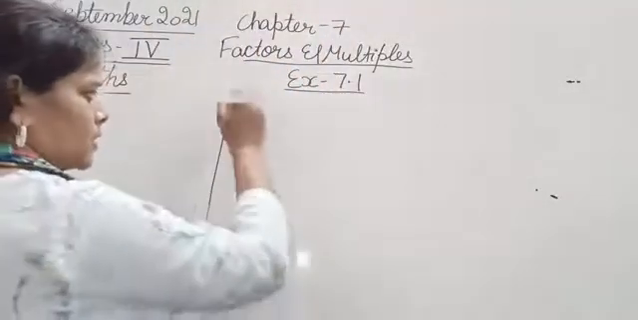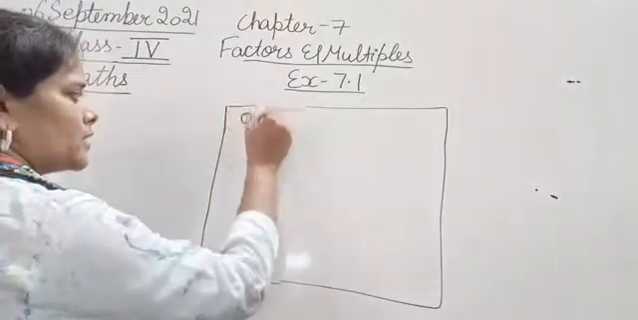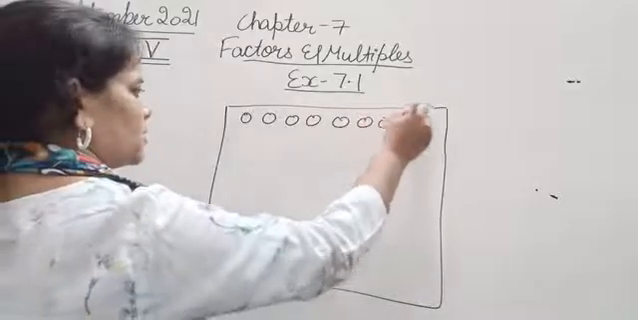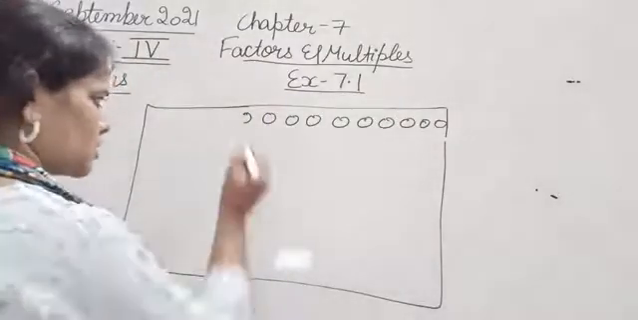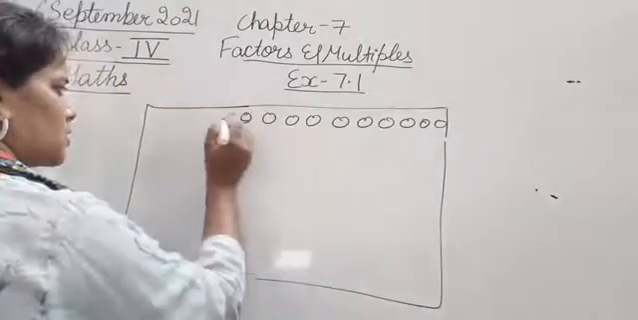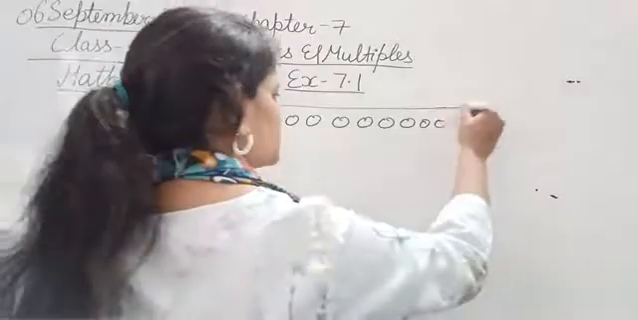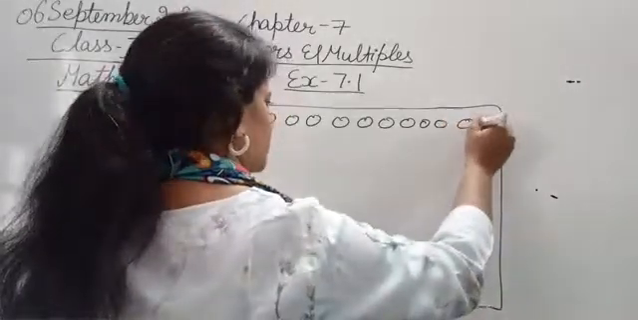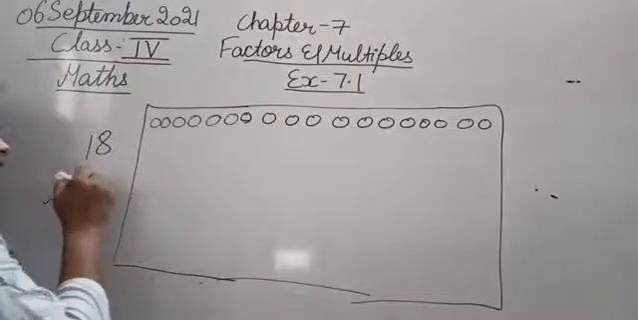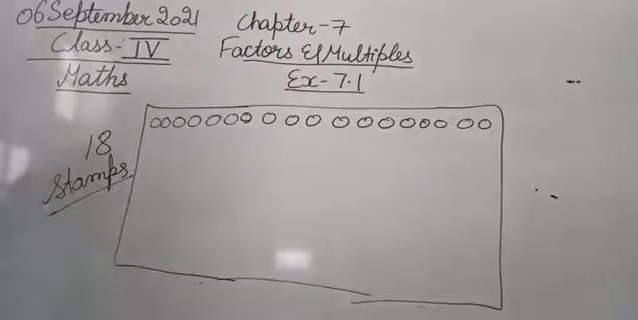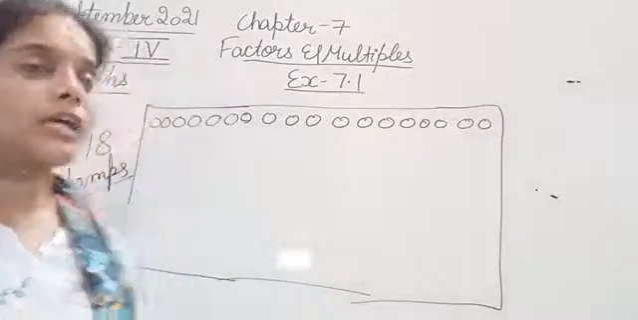So that means, okay, he is having this album and he wants to paste the 18 stamps. तो चाहे तो वो he can paste all those 18 stamps one by one करके. Okay, so that means he's having 18 stamps and he wants to paste all those 18 stamps in such a way कि हर रो में equal number of stamps हैं. तो चाहे तो वो हर रो में एक एक लगाए. And he can paste two stamps.